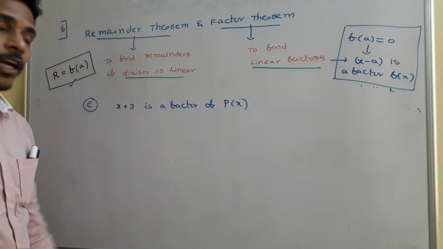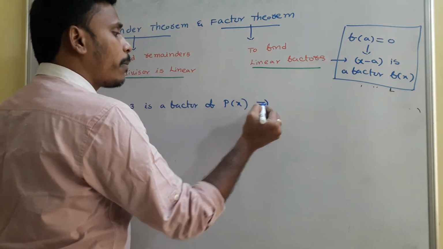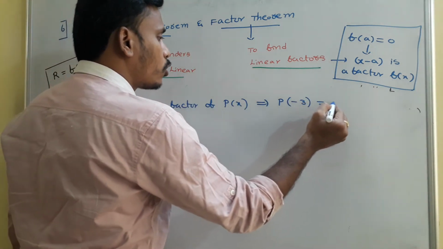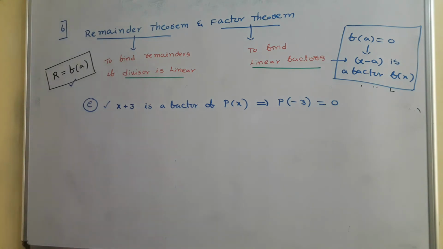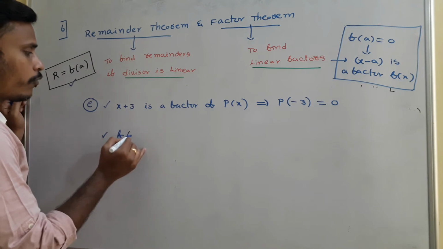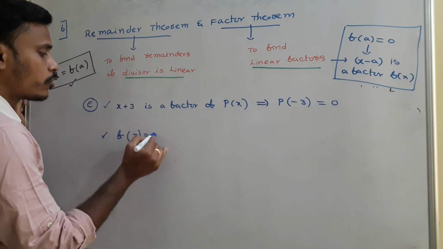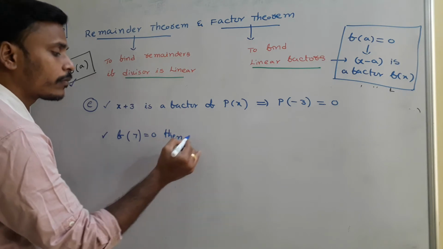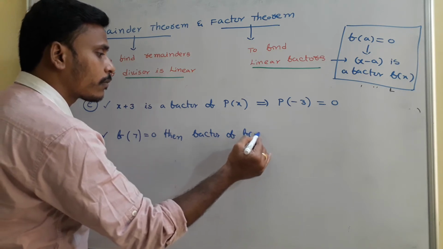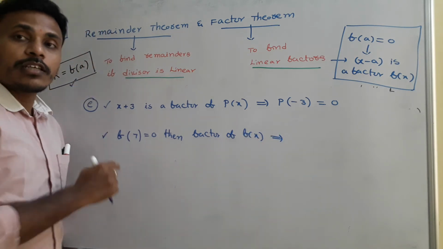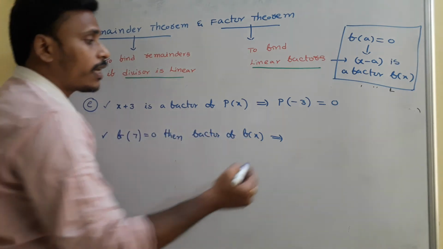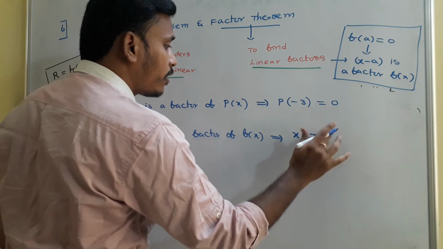Since x plus 3 is a factor of p of x, it represents that the remainder is 0. Remainder is 0 in the sense, what is the remainder actually? P of minus 3. So p of minus 3 is equal to 0. That's one part. And the other way, suppose you may take f of 7 is equal to 0, then as per the factor theorem, since f of 7 is 0, the functional value at 7 is 0, that in turn represents that x minus 7 is a factor.